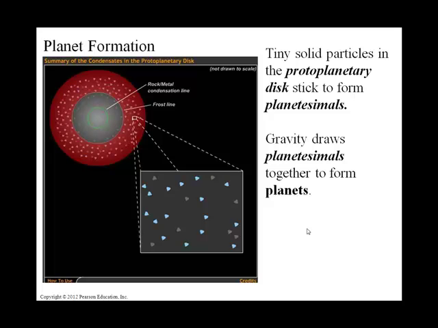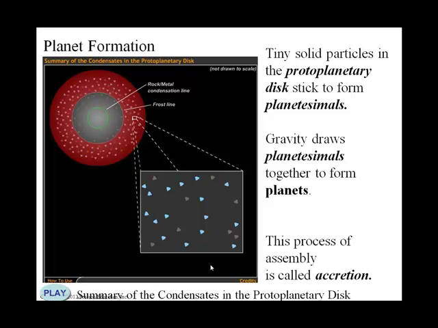And remember, we use the word planetesimal for a little object that's not large enough to be a planet yet. We use the word accretion to describe this snowballing effect, where you take something small and ultimately gravity makes planetesimals join together to make one object that eventually will become a planet. That process is called accretion.